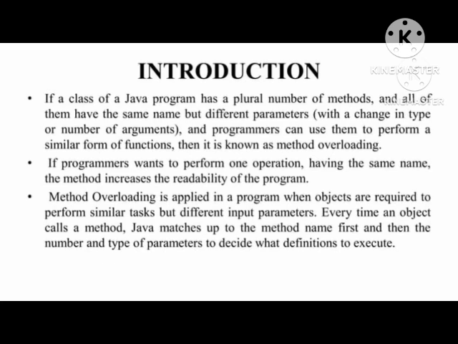If a programmer wants to perform one operation having the same name, the method increases the readability of the program. Method overloading is applied in a program when objects are required to perform similar tasks but with different input parameters. Every time an object calls a method, Java matches up the method name first, and then the number and type of parameters decide what definition to execute.